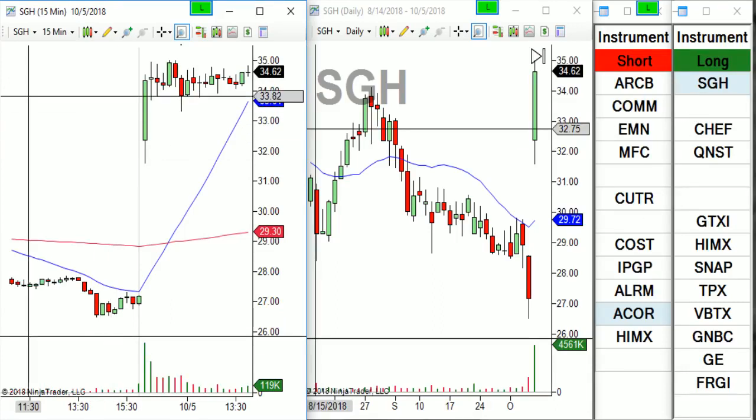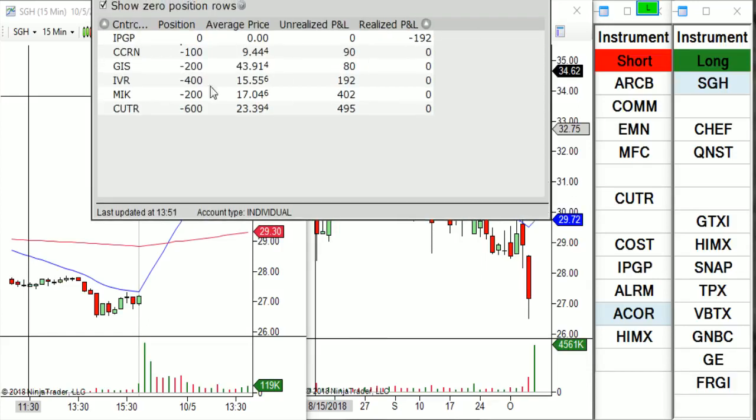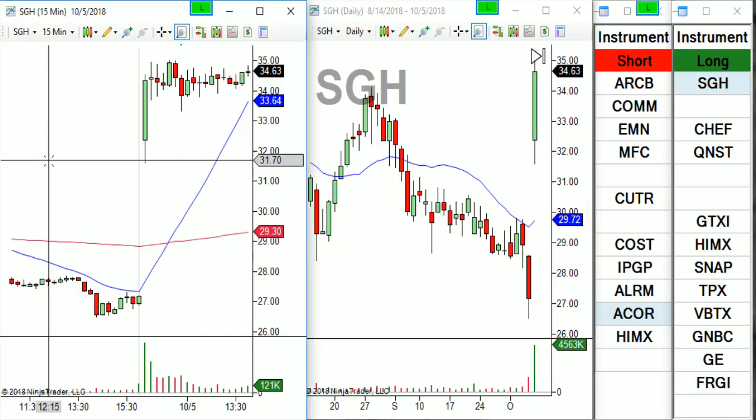And then on the short side, I only took 2 trades today. I took the IPGP this morning, which I ended up taking a stop on. And then I took the CUTR, which I'm in. The CUTR is trending nicely. Looks even lower under low of the day. We can look at that. And I'm still in this full size, the CUTR, and just holding it.